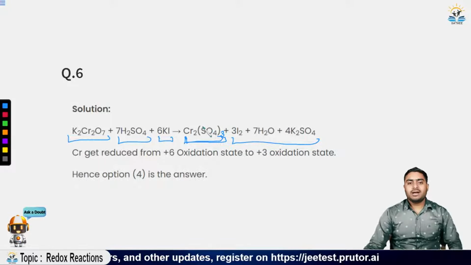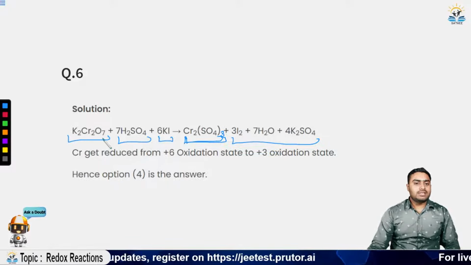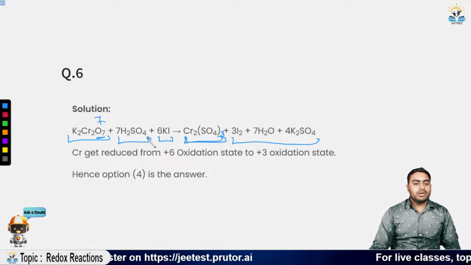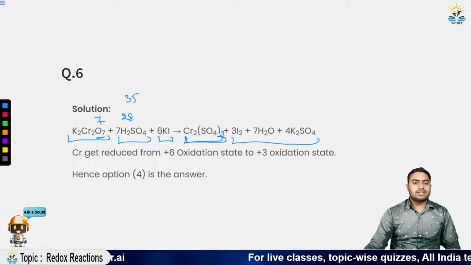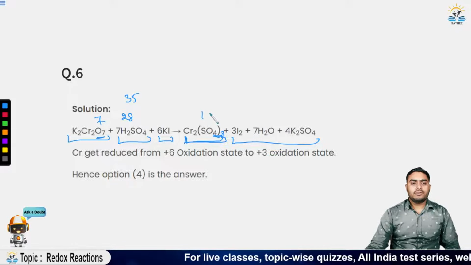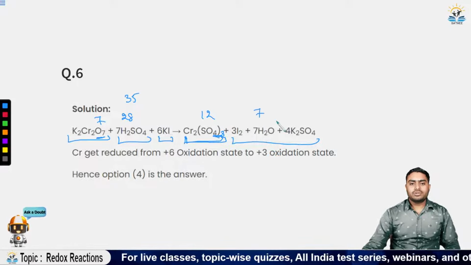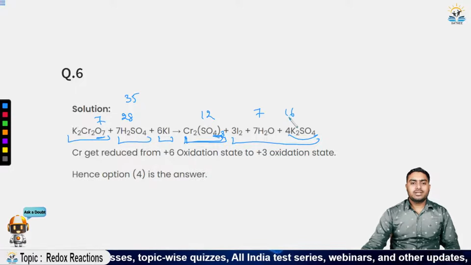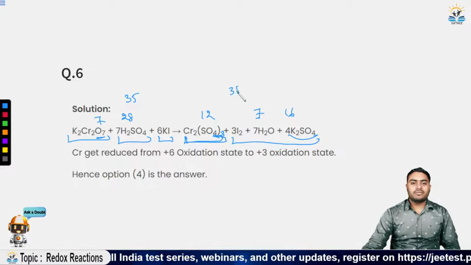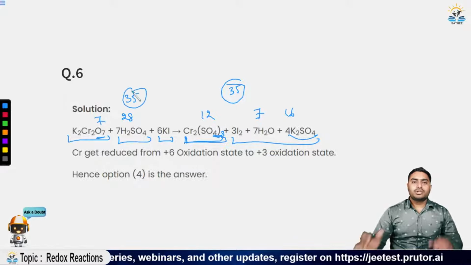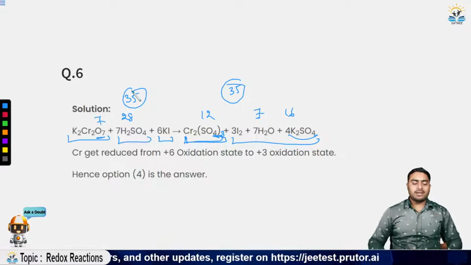If you want to balance, let's take oxygen. You can see 7 oxygen here, and you can take 28 oxygen here, so a total of 35 oxygen. Let's check: 4 times 3 is 12 oxygen plus 7 oxygen, and 4 times 4 is 16. 16 plus 7 is 23, plus 12 is 35. So 35 and 35, the number of atoms of each element is balanced here.